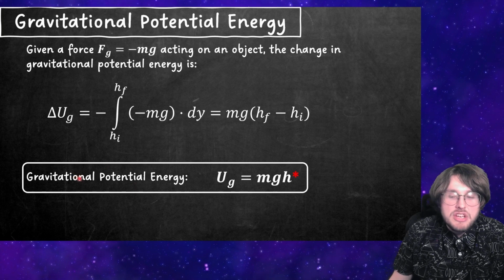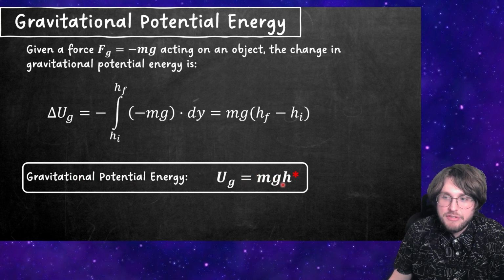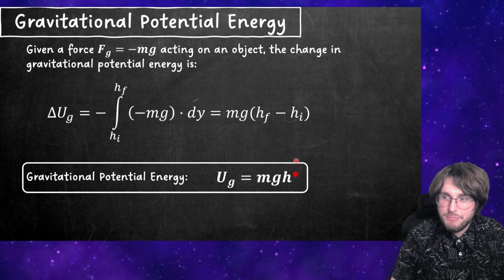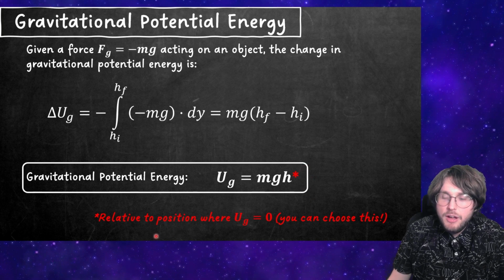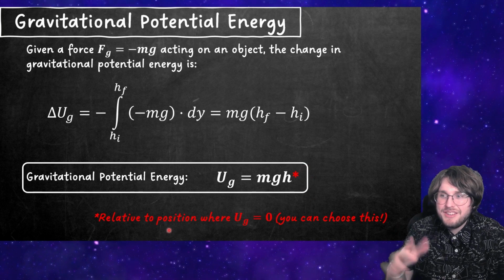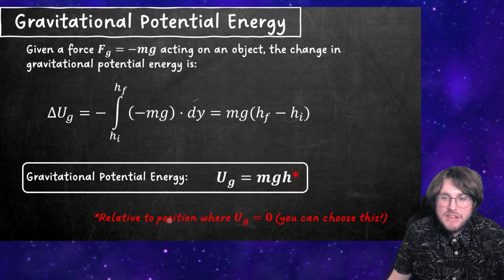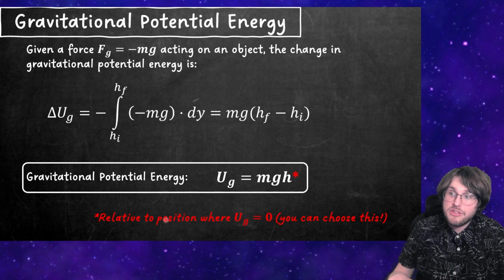So in general, gravitational potential energy is equal to mass times acceleration due to gravity times whatever height the object gains from being lifted. Now note, I put a little red asterisk there next to the h, because this equation does have a bit of nuance to it. We'll say that this is relative to a position where the gravitational potential energy is 0.